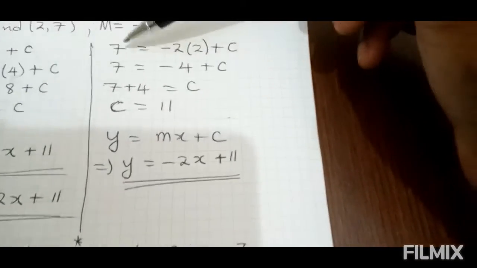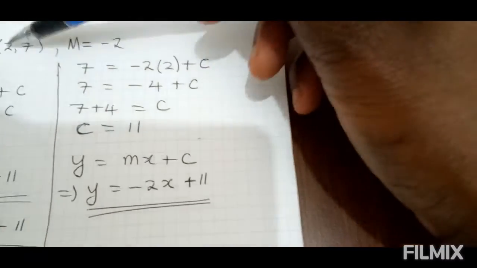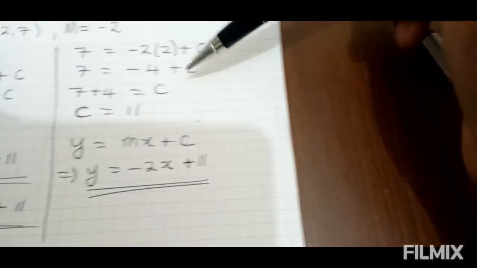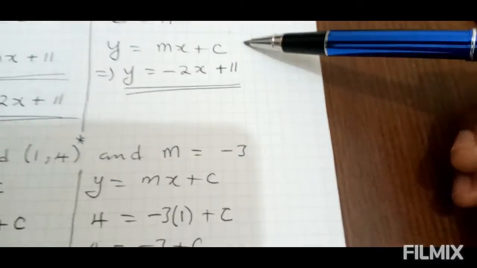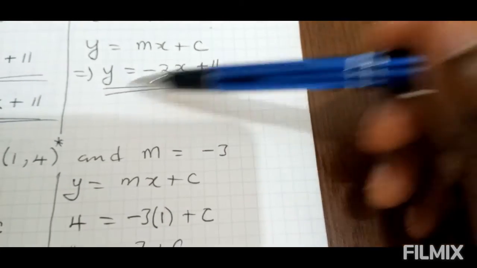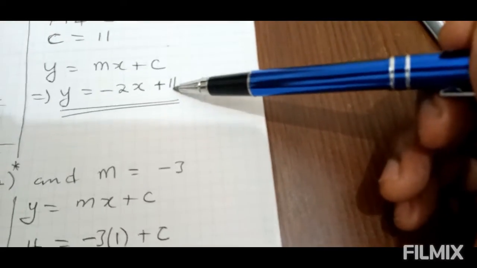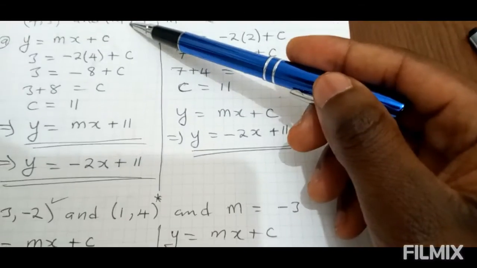So y is equal to mx plus c. So 7 equals -2 times 2, since x is 2 here, plus c. So 7 is equal to -4 plus c. So c is equal to 11. So y is equal to -2x plus 11, where -2 is the gradient and c is 11. So this is the equation in A, the equation of the straight line joining 4, 3 and 2, 7.